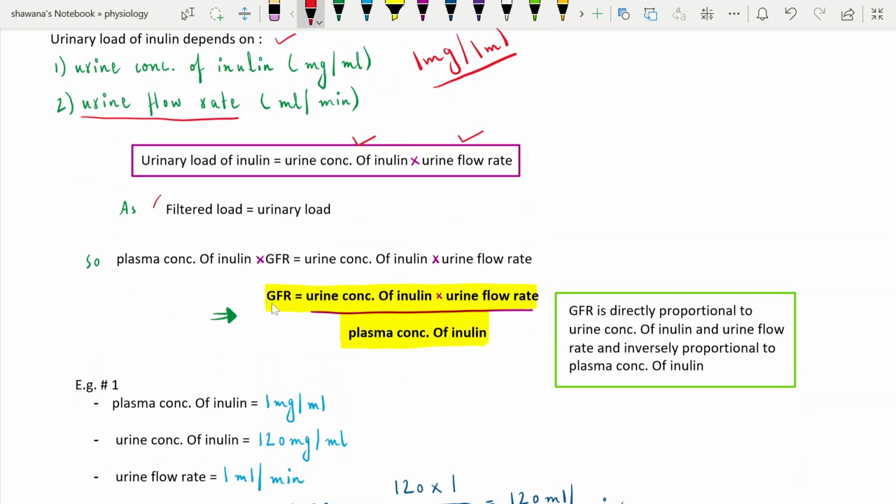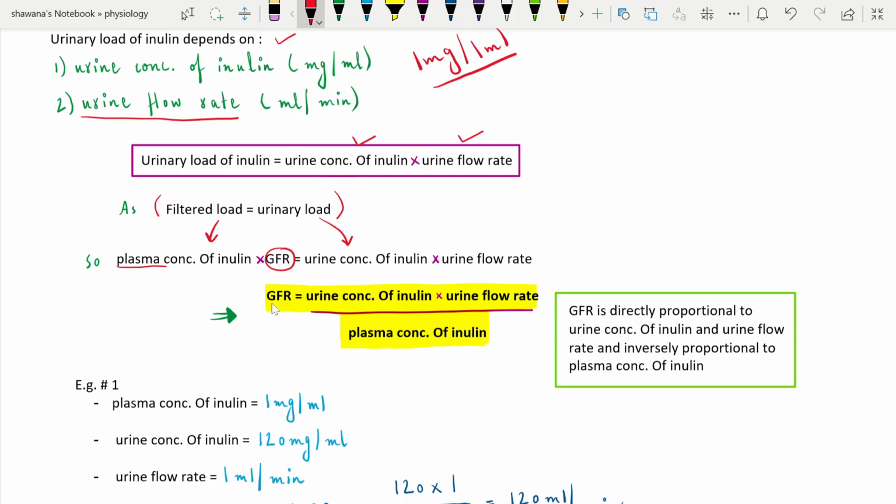So filtered load is equal to urinary load. We can put the values of the filtered load here and the urinary load here. So filtered load was plasma concentration of inulin multiplied by GFR, and urinary load was urine concentration of inulin multiplied by the urine flow rate. So by this equation we can calculate the GFR.